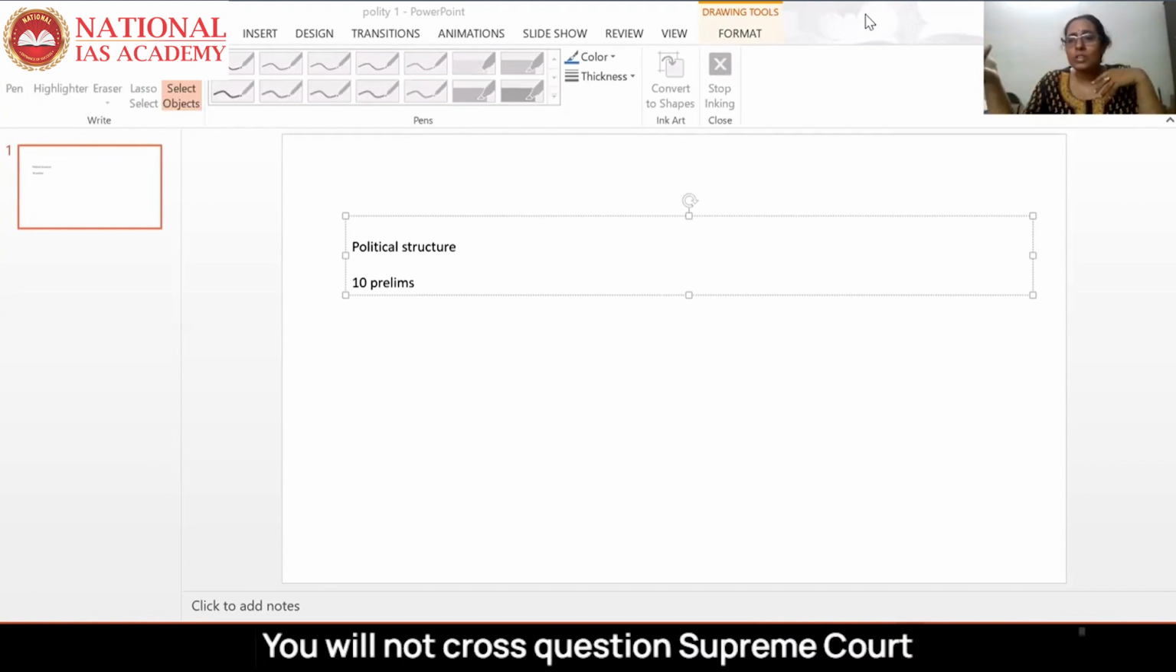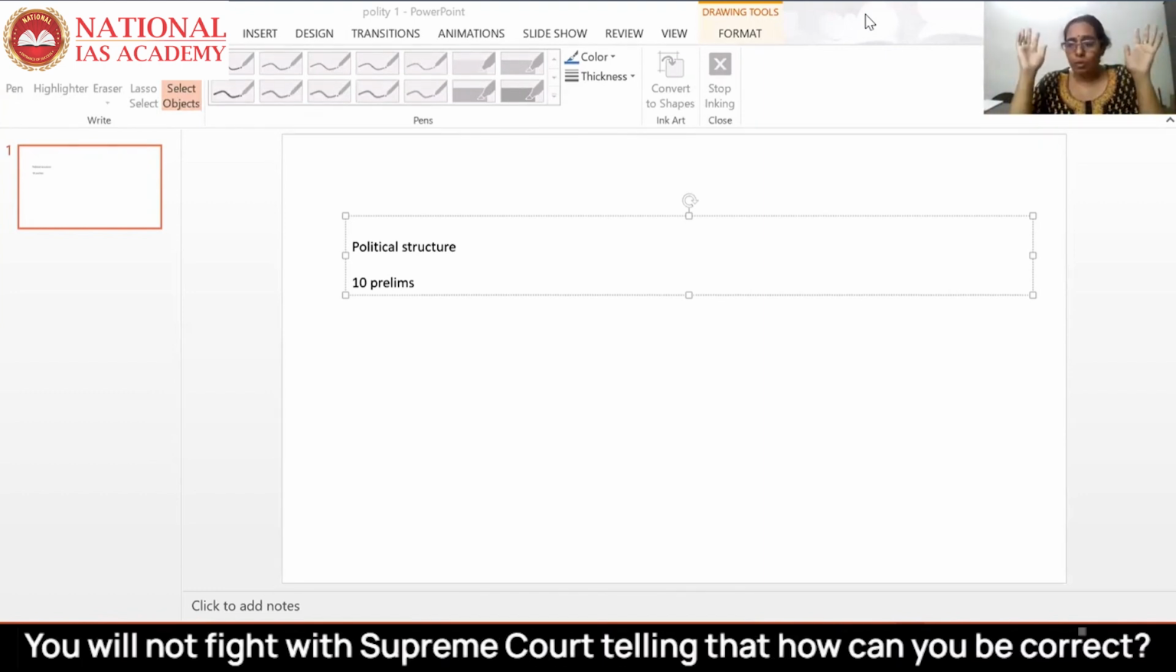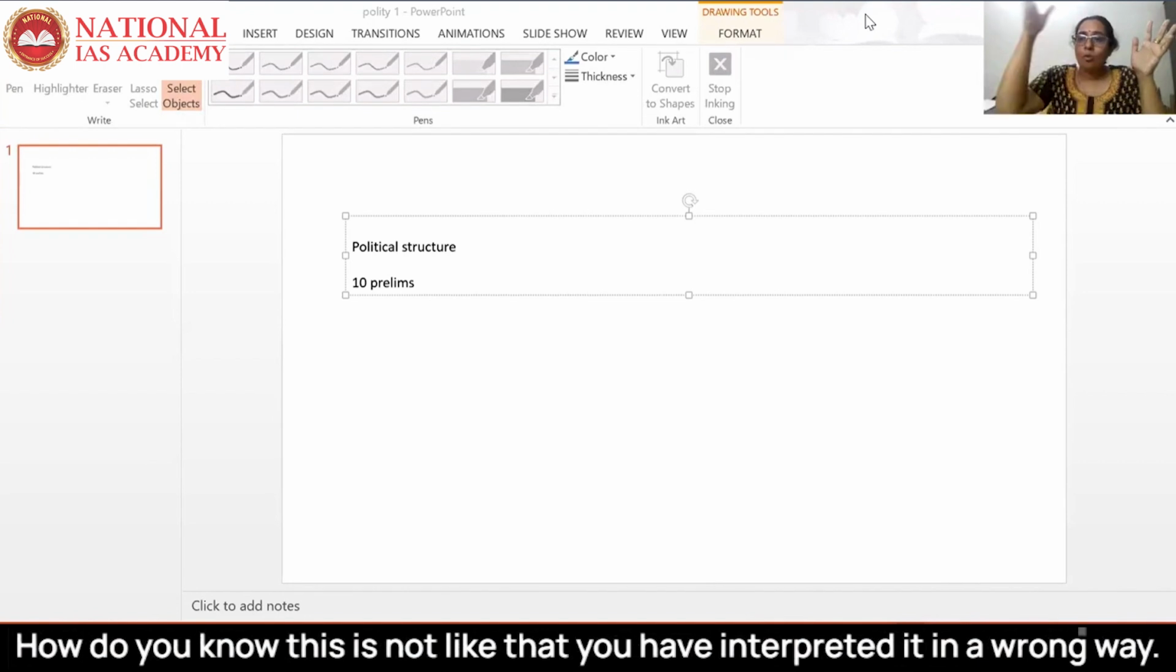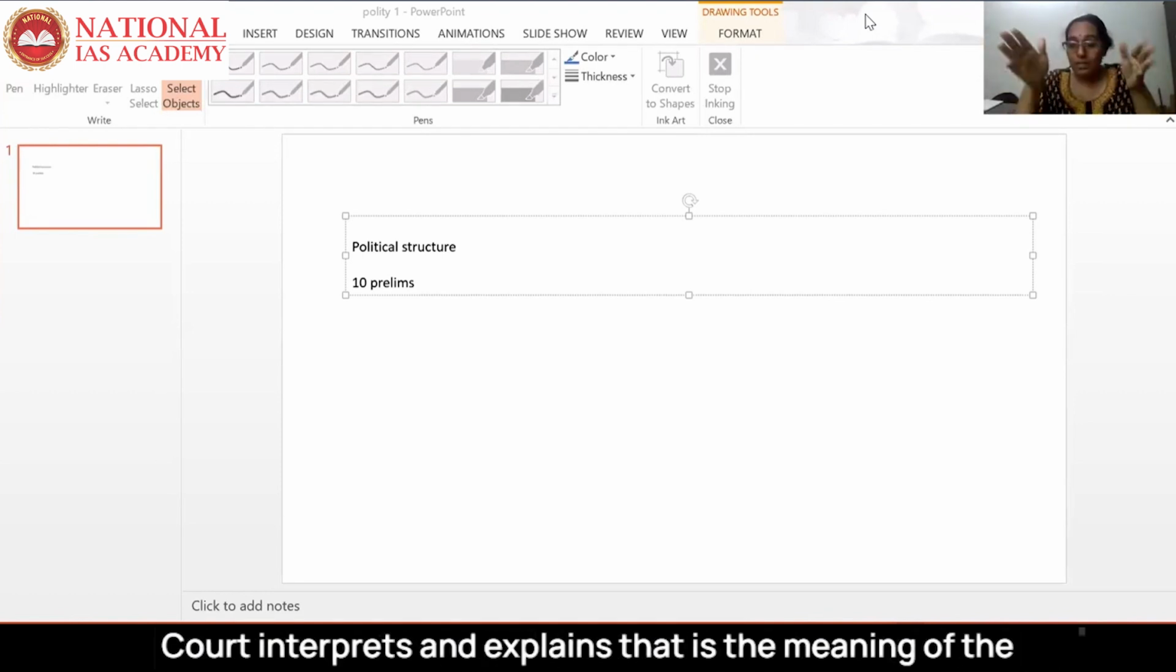You will not cross-question the Supreme Court, and you will not argue with the Supreme Court. You will not fight with the Supreme Court, telling that how can you be correct? How do you know this is not like that? You have interpreted it in a wrong way. It is not like that. The Constitution has very clearly said that whatever the Supreme Court interprets and explains, that is the meaning of the Constitution.